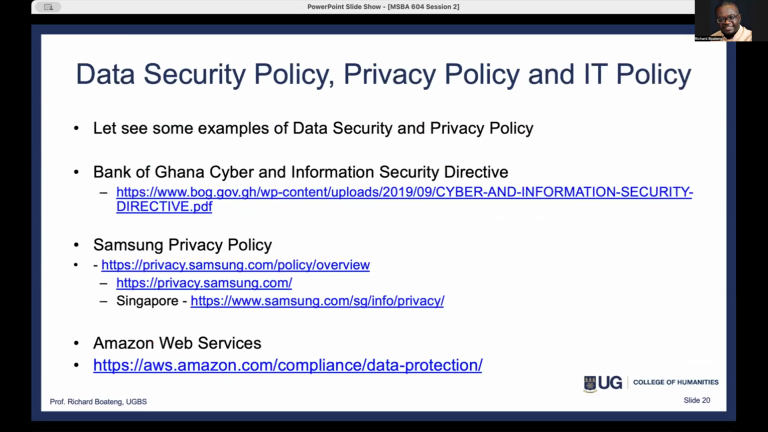So let's look at some of the directives that exist here. We have the Bank of Ghana Directive, the Ghana Cyber Information Security Directive. Then now there's, I think, the cyber security policy, and there's an AI policy now. But let's look at the ones related to what we are teaching today. Then there's some privacy policy. Then Amazon too has one to protect Amazon Web Services, for those who use their data platforms. Now let's look at some key things in Ghana. Let's start from Bank of Ghana. So let me share the Bank of Ghana.